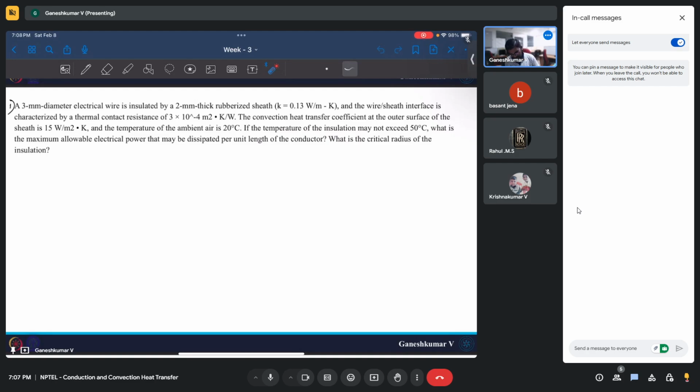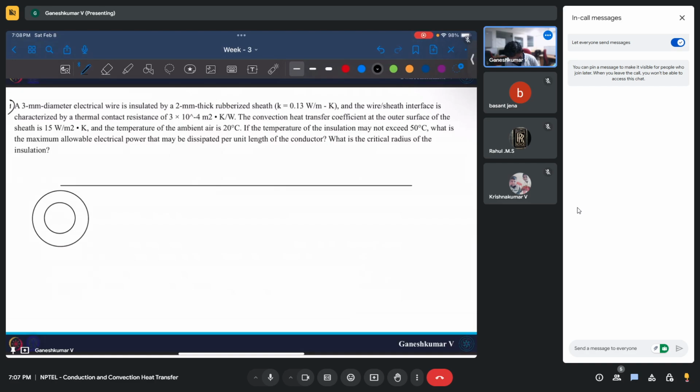So what it says, probably if I draw a diagram, it would be more helpful. You have a wire with a circular cross section whose diameter is 3 mm, and on top of it you have a rubberized shell whose thickness is 2 mm, not the diameter, thickness is 2 mm. Okay, so this is the rubber, this is the wire actually. So it's a very big wire. Maybe I will draw a smaller wire.